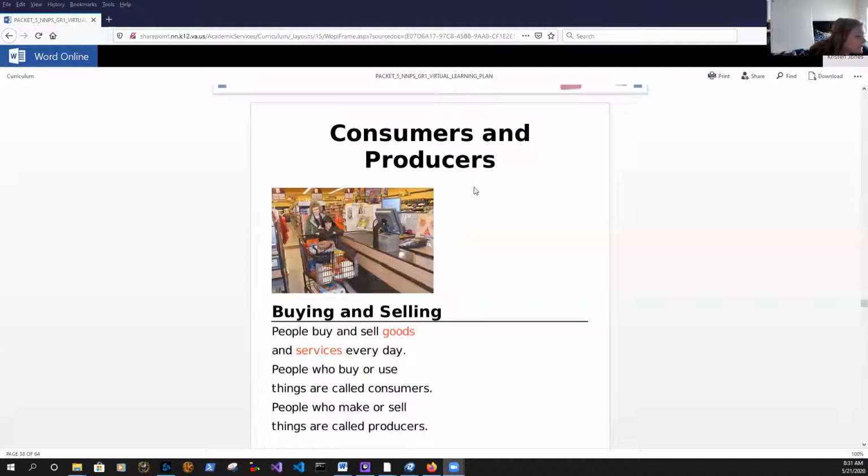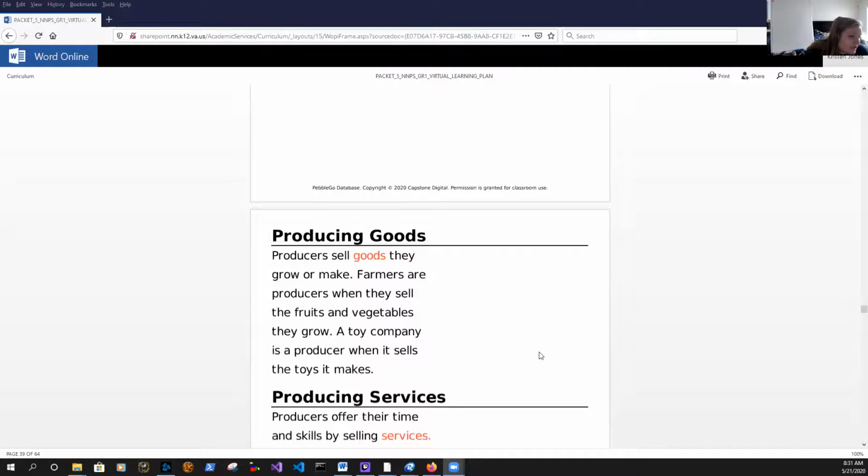Consumers and producers. Buying and selling. People buy and sell goods and services every day. People who buy or use things are called consumers. People who make or sell things are called producers. Producing goods. Producers sell goods they grow or make. Farmers are producers when they sell the fruits and vegetables they grow. A toy company is a producer when it sells the toys it makes.